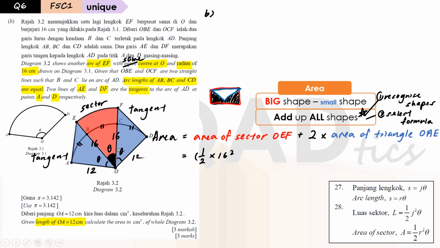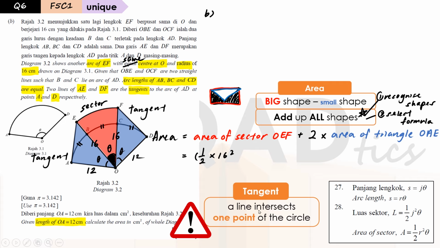Okay, maybe we can use the triangles here to find out the theta. But the issue is, what kind of triangle is this? Then we need to look back into here. Just now we mentioned that the lines AE and DF are the tangents. And if we recall what we have learned, tangents are lines that intersect one point of the circle or the curve. So if you focus on line AE, you can see that it intersects the circle at point A.